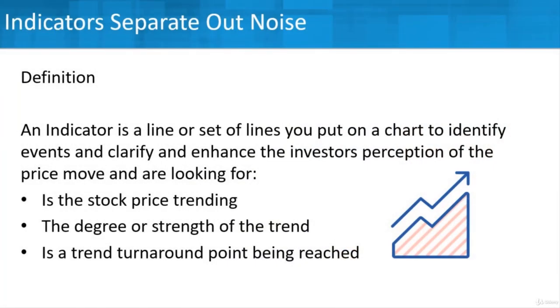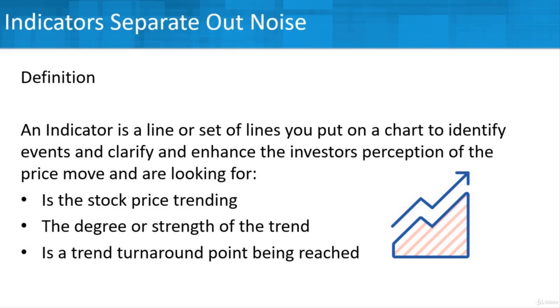So let's think about what an indicator actually is, defining it, so to speak. An indicator is a line or a set of lines or some type of mark you put on a chart to identify events and clarify and enhance the investor's perception of the price move. We're looking for things like, is the stock price trending? Is it going in a certain direction? How strong is that trend? What's the degree of strength? And is a trend turnaround point about to be reached? So that's what our indicators are telling us. Which way is the trend?